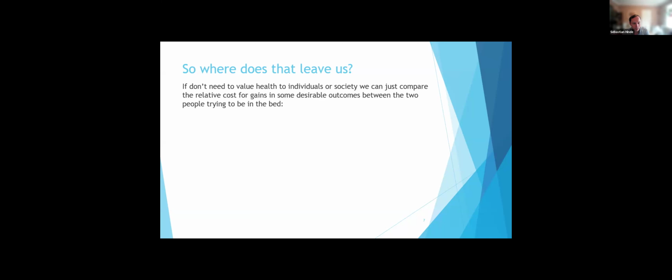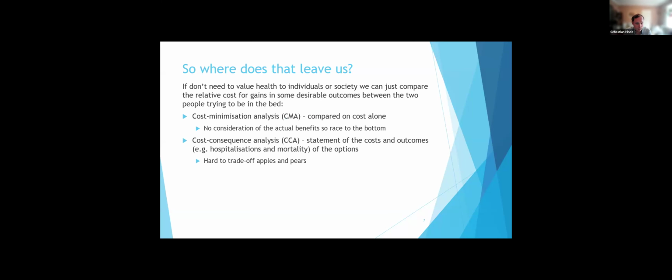So if we're comparing the two different people trying to be in this bed at the same time, there are different approaches that you might have heard used before. The most simple really is cost minimization analysis, where we're just comparing the costs of those different individuals alone. Of course, the trouble is if we're not comparing the benefits, you end up with a race to the bottom where the cheapest intervention is always the one that's chosen.